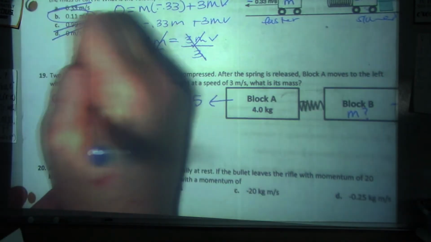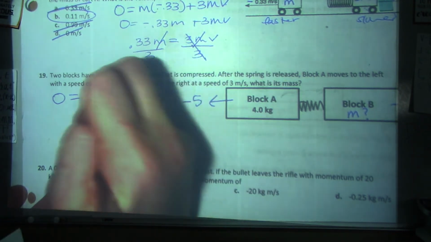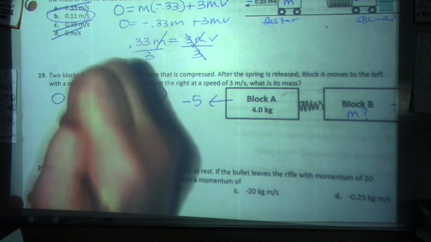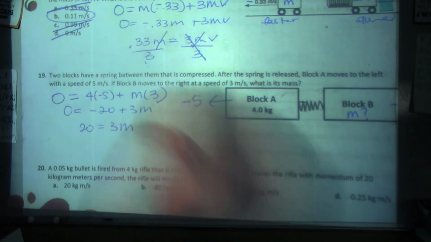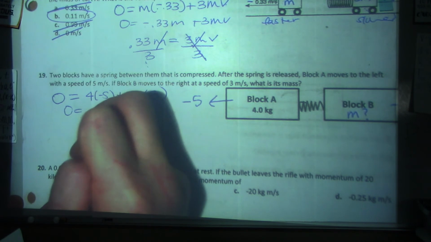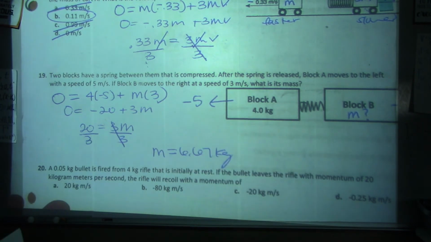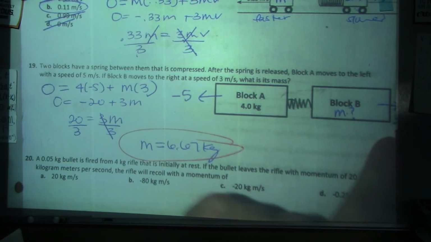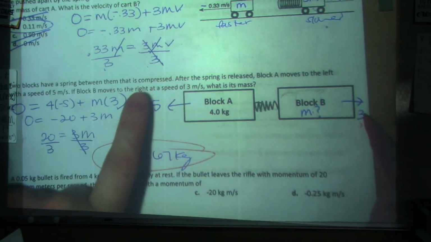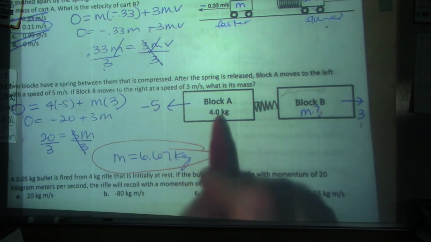So now we can plug in 4 times negative 5 plus mass times 3. That's just negative 20 plus 3m equals 0. Add the 20 over, so 20 equals 3m. And then we're going to divide the 3 to get m by itself, and that gives me a mass of 6.67 kilograms. And we knew that this one had to be a bigger mass because it was going slower. So the fact that it went slower than this guy means this one was a bigger mass. And 6.67 is bigger than the mass of 4.